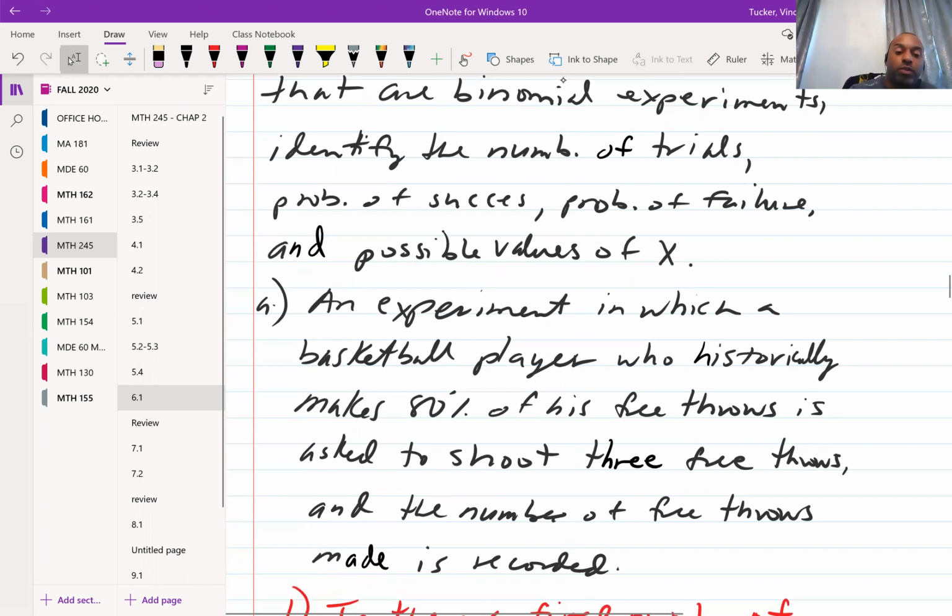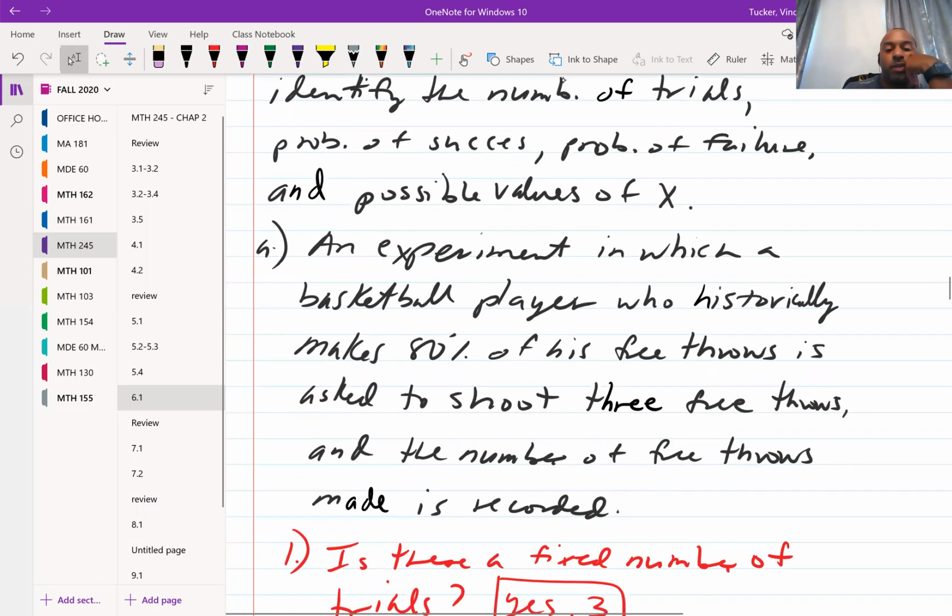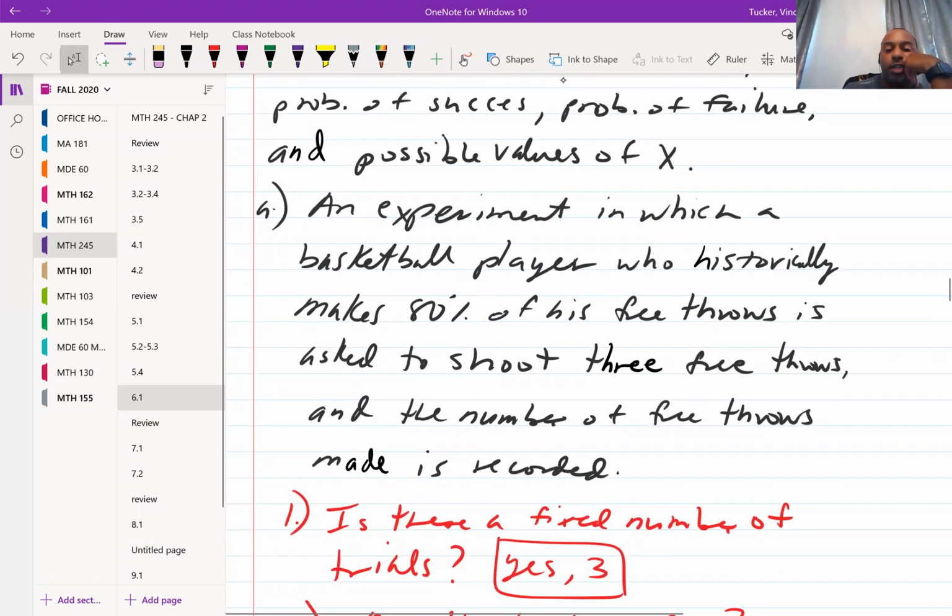So the first thing we want to do is explore all 4 of those criteria. Now, if it doesn't meet one of them, let's say we get to number 1 and it doesn't meet it, then we don't have to keep going. We keep going until we see that it doesn't meet one, or if it meets all 4, then we know we have one. Okay. So first one, is there a fixed number of trials?